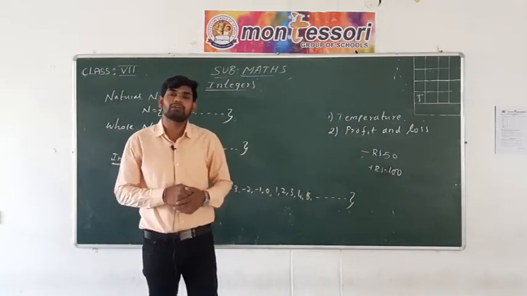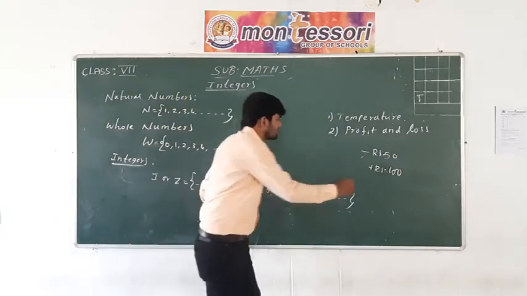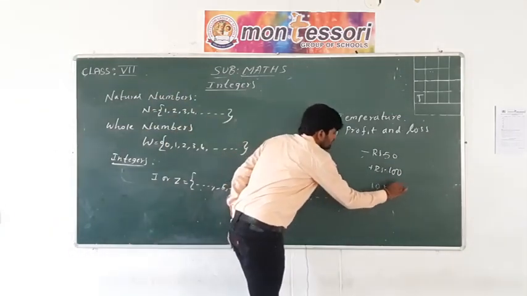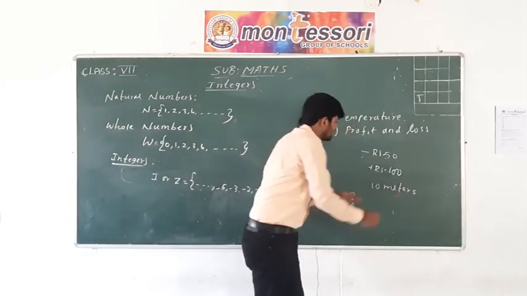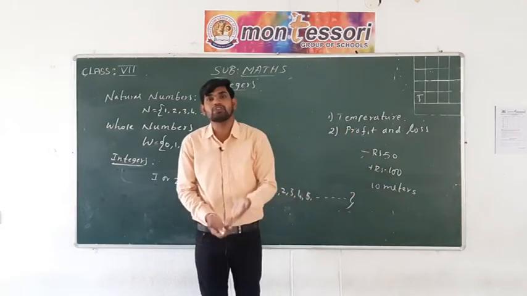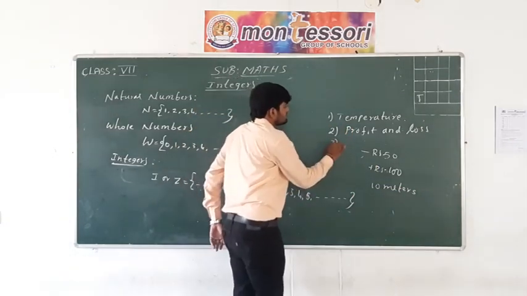And one more example, when we are digging a well, we dig the well to a depth of, for example, 10 meters. Now here there is above the ground level and below the ground level. Below the ground level we denote with the negative sign. Above the ground level we denote with the positive sign. One more example, we can say the sea level.